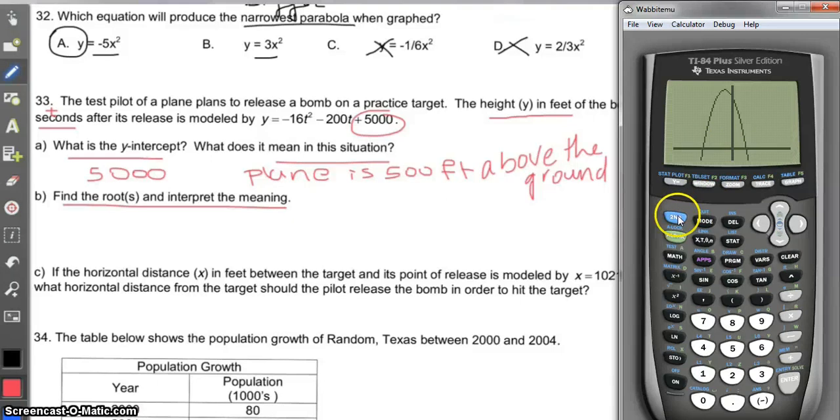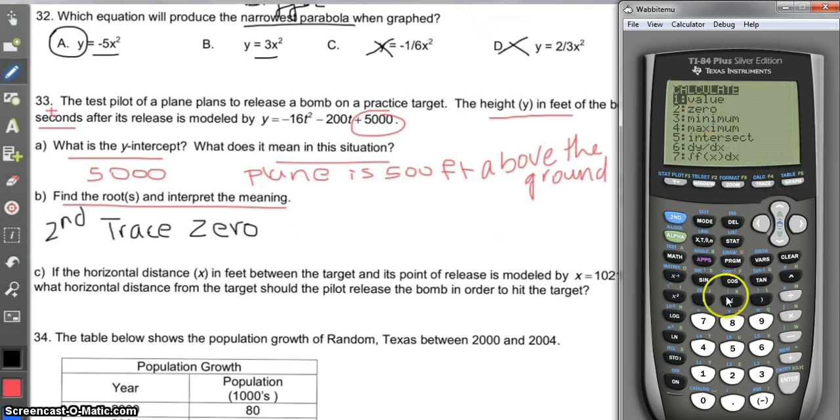So to do that, you go to second trace. Let me write it down. So second trace, and then you go to 0, because roots means 0. So second trace, 0 is number 2, so you press number 2. Left bound, so you need to be to the left of this point. This is to the left of my point, and you press enter. Right bound, it means you want to be to the right of your point, so press enter, guess enter. So your 0 is 12.5, so you put 12.5 as your answer.